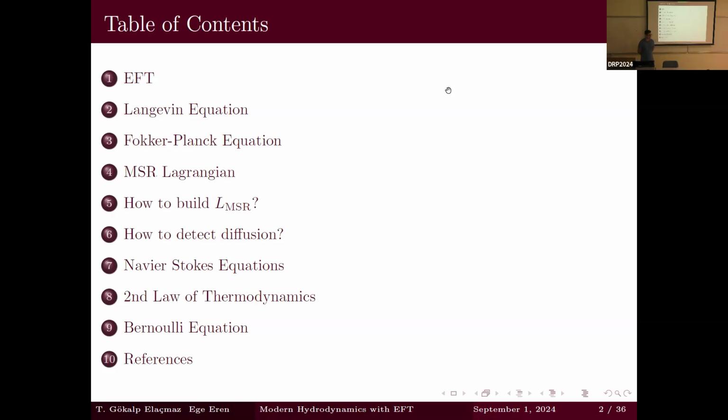We will then describe how to build these Lagrangians from first principles. Then we will discuss how we detect diffusion using these Lagrangians. And we will produce the Navier-Stokes equations of hydrodynamics, which is probably the most useful equation of hydrodynamics, although it's unsolvable, kind of. We will also prove the second law of thermodynamics and the Bernoulli equation, which has 100 proofs, but EFT is a nice proof also.